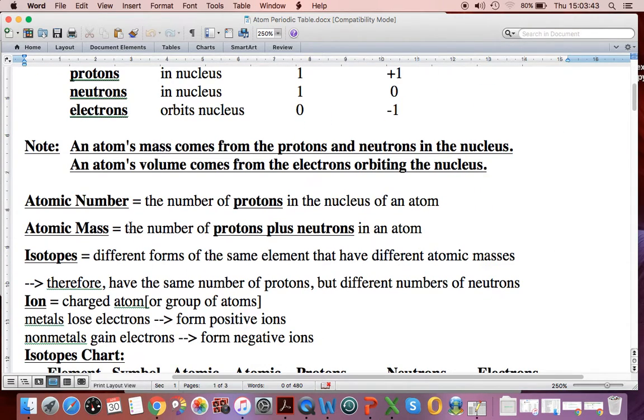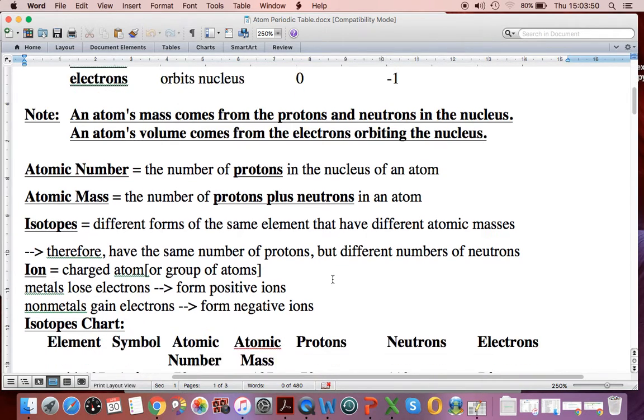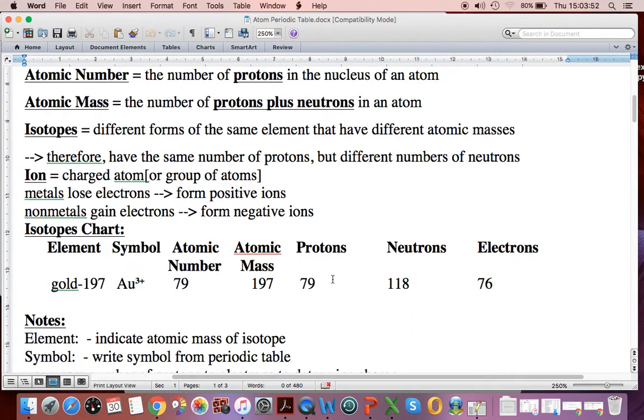You should know the definition of atomic number and the definition of atomic mass. You should know the definition of isotopes and what that means. You should be able to fill in a chart like this where I could leave some things blank and you would know how to tackle it.